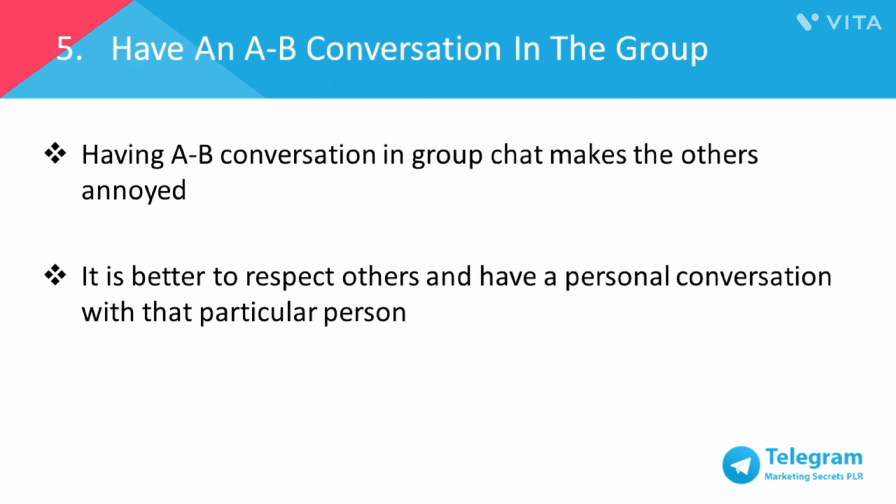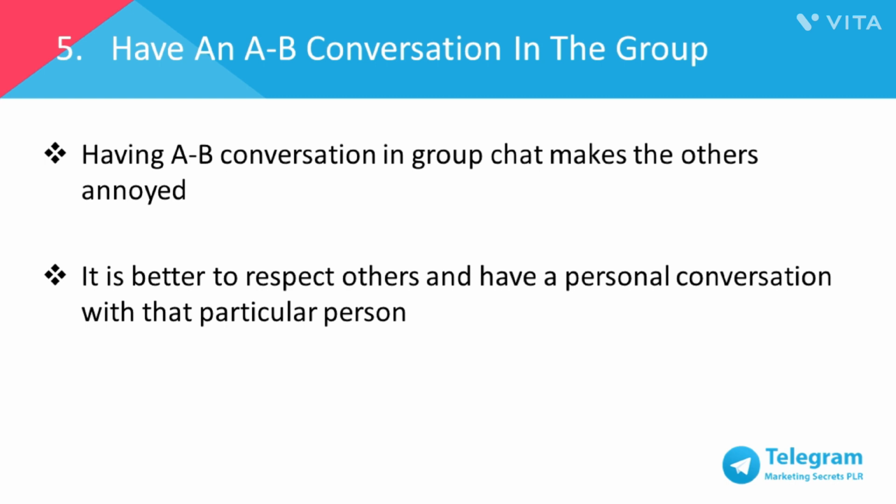Number 5, having an A to B conversation in the group. As chat groups are shared amongst all members of the group, everyone would appreciate it if the topics or conversations spoken about are relevant to the entire group. In this situation, what it means is a conversation that happens between 2 or 3 people. If they're talking about something else that's related only to them, it's advised for them to take it to another chat group with only them in it, or meet up in person.